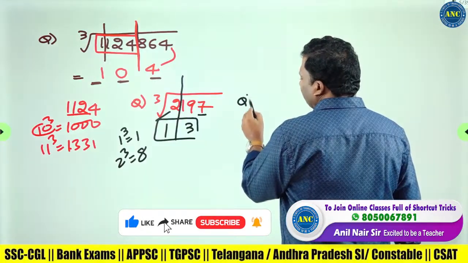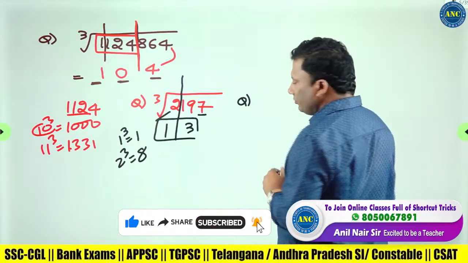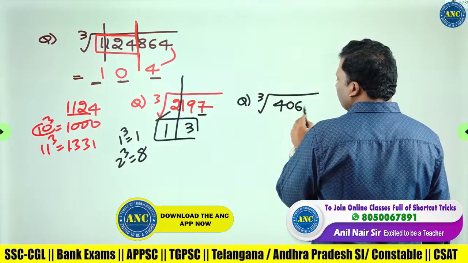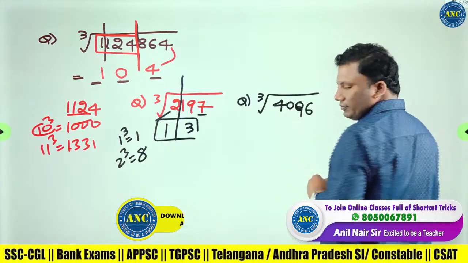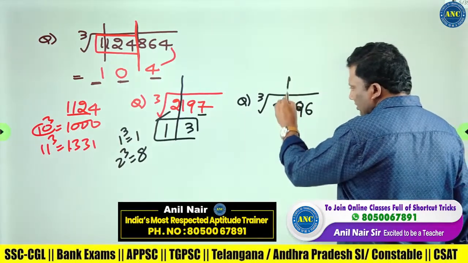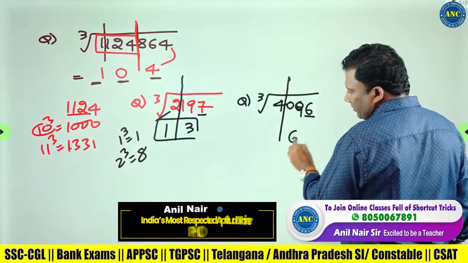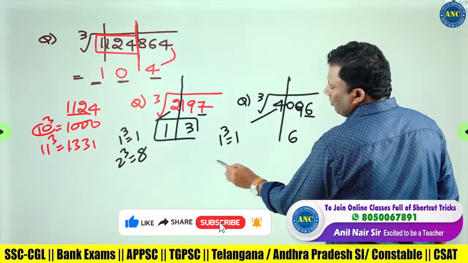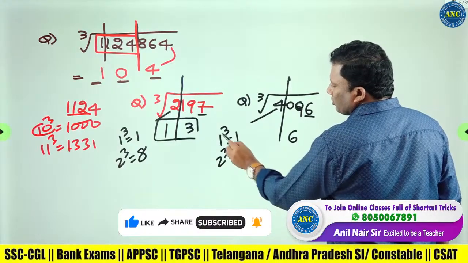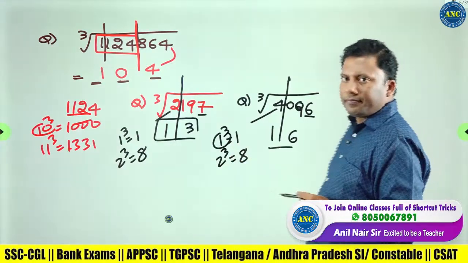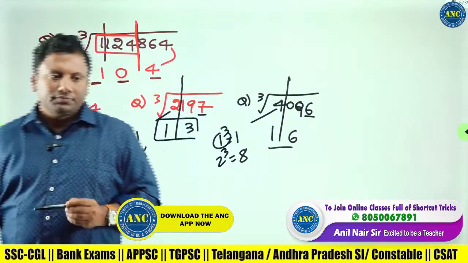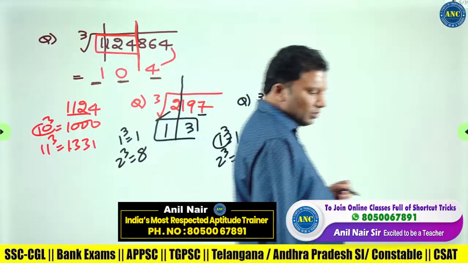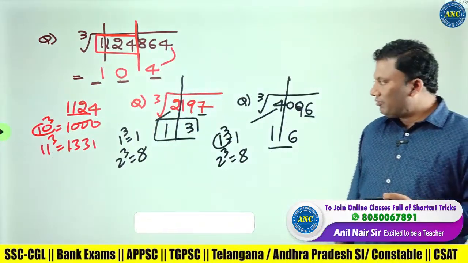Cube root of 4096. Tell it orally. Unit digit: 4096 is ending with 6. 4 lies between which two numbers? 1 cube 1, 2 cube 8. So answer is 16. Please write down. Answer is 16.